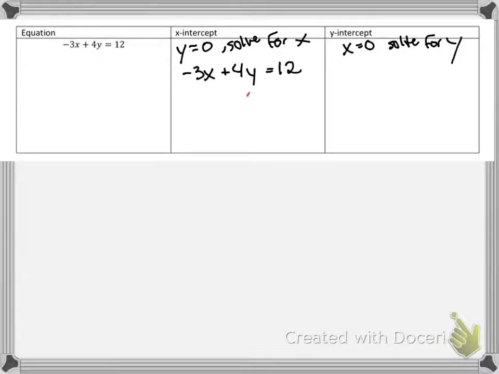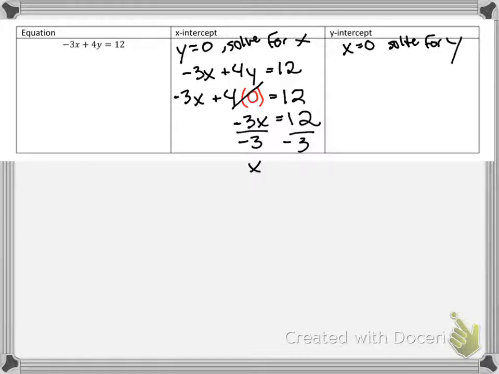So this is very similar to the problems we were doing in our previous video. Negative 3x plus 4 times 0 is equal to 12. Well, anything times 0 is just 0. So we have negative 3x equals 12. Now we can just go ahead and divide both sides by negative 3, and we find that x is equal to negative 4. So the actual x-intercept is always an ordered pair.